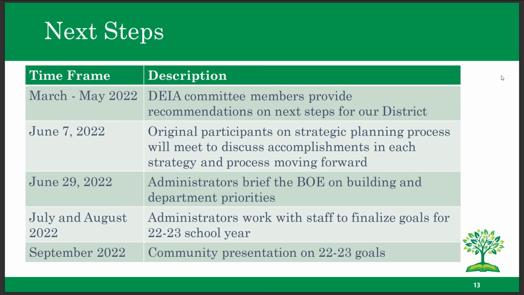At the end of June, the administrators will be able to brief the board on their building and department priorities, and then we'll spend time in July and August working to finalize goals for the 22-23 school year, and by September, right around the corner, we'll have another presentation with our commitments to the work for the 22-23 school year. So thank you so much for listening on our status with the strategic plan.